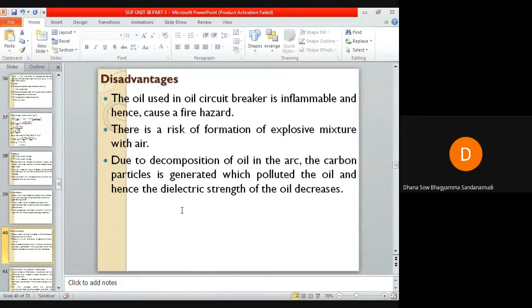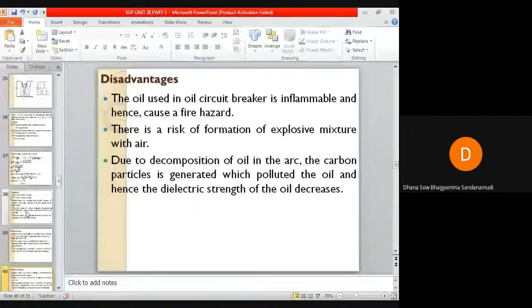Disadvantages we have already discussed. The mineral oil used in this oil circuit breaker is inflammable and can cause fire hazards. It can form an explosive mixture with air. Due to decomposition of oil in the air, carbon particles are produced, which pollute the oil, and hence the dielectric strength of the oil will decrease due to carbonization. These are the advantages and disadvantages of the plain break oil circuit breaker.